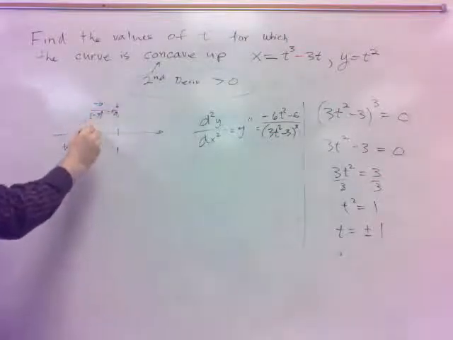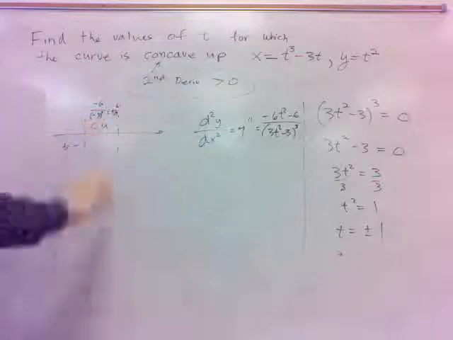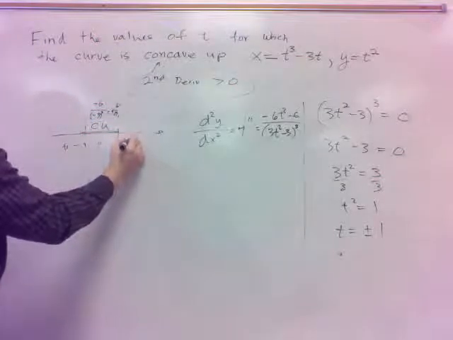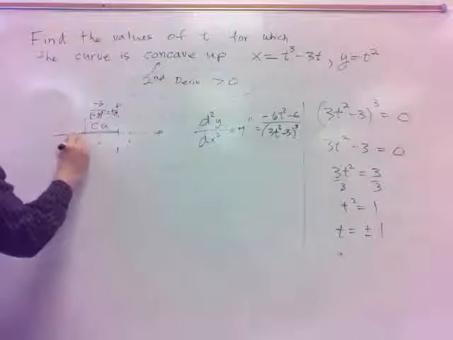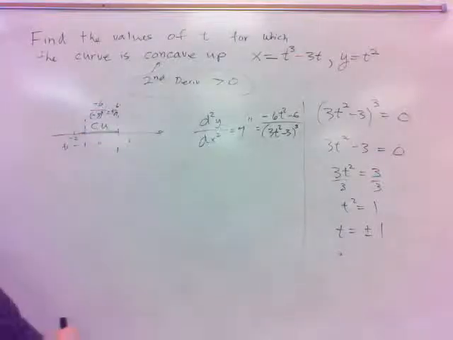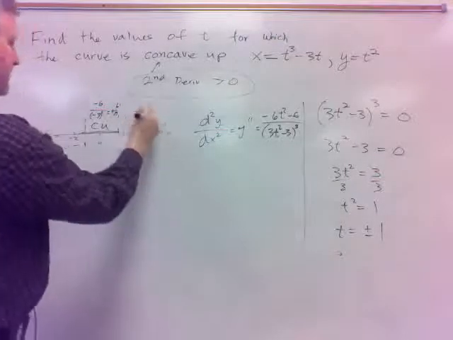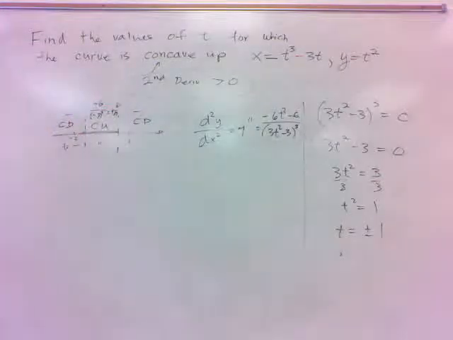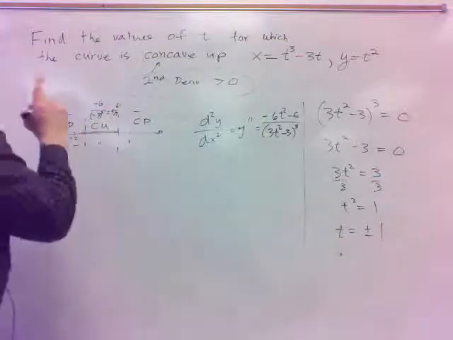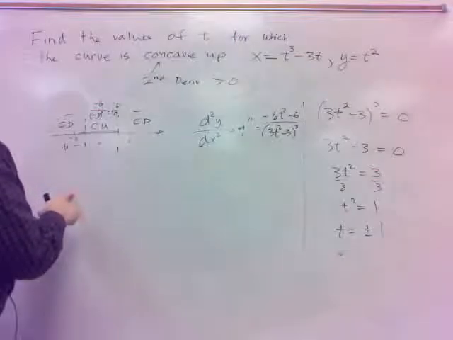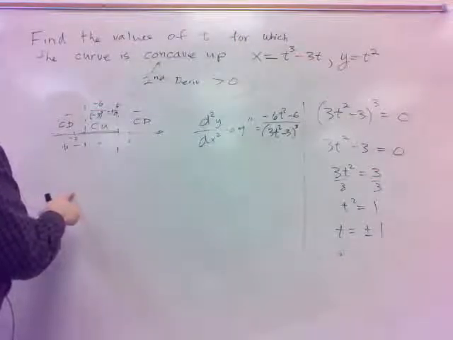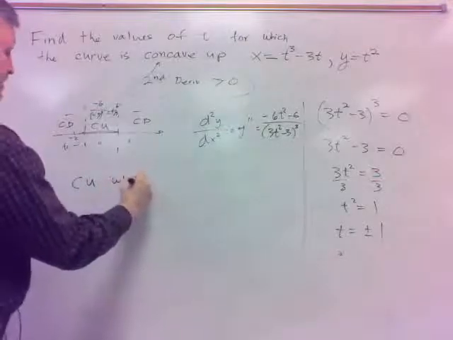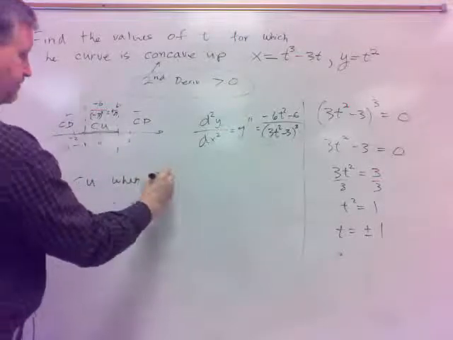And so I've got concave up right in there. And I think on the other sides, if you try 2 and negative 2, I think you'll wind up with negative values. So these are concave down in these ranges here. So, for what values of t is the curve concave up? Well, it's concave up when t is between negative 1 and positive 1.